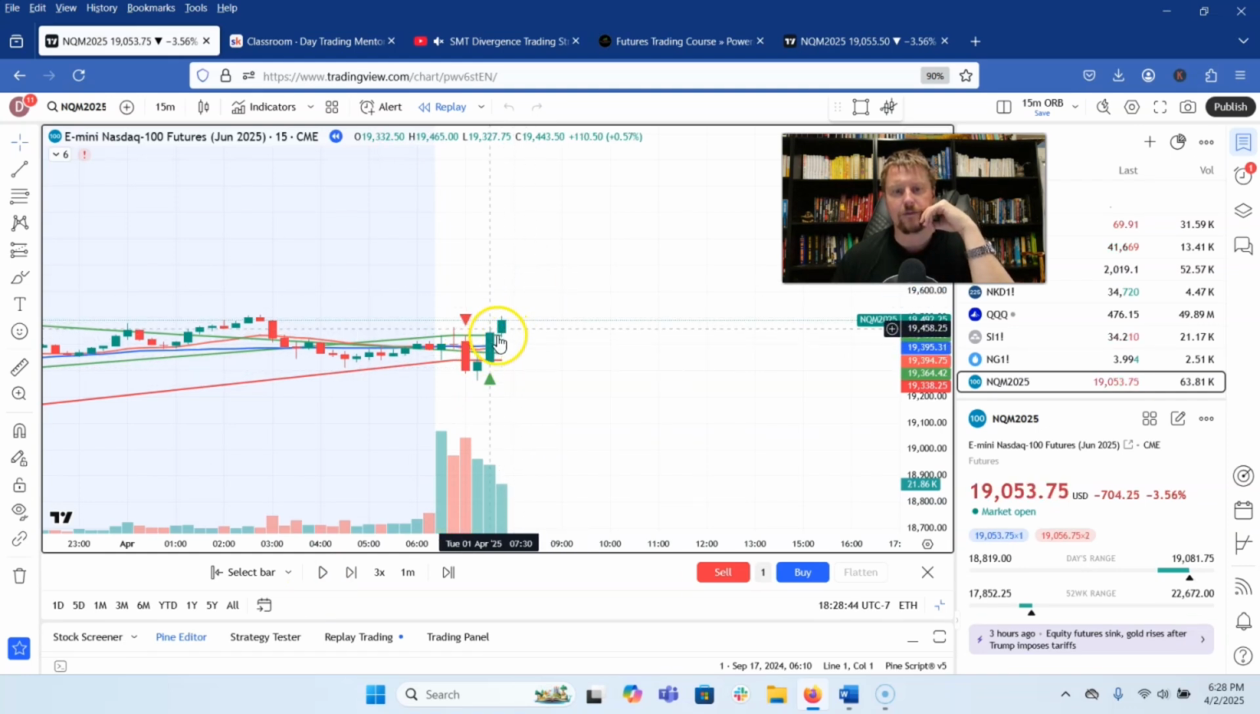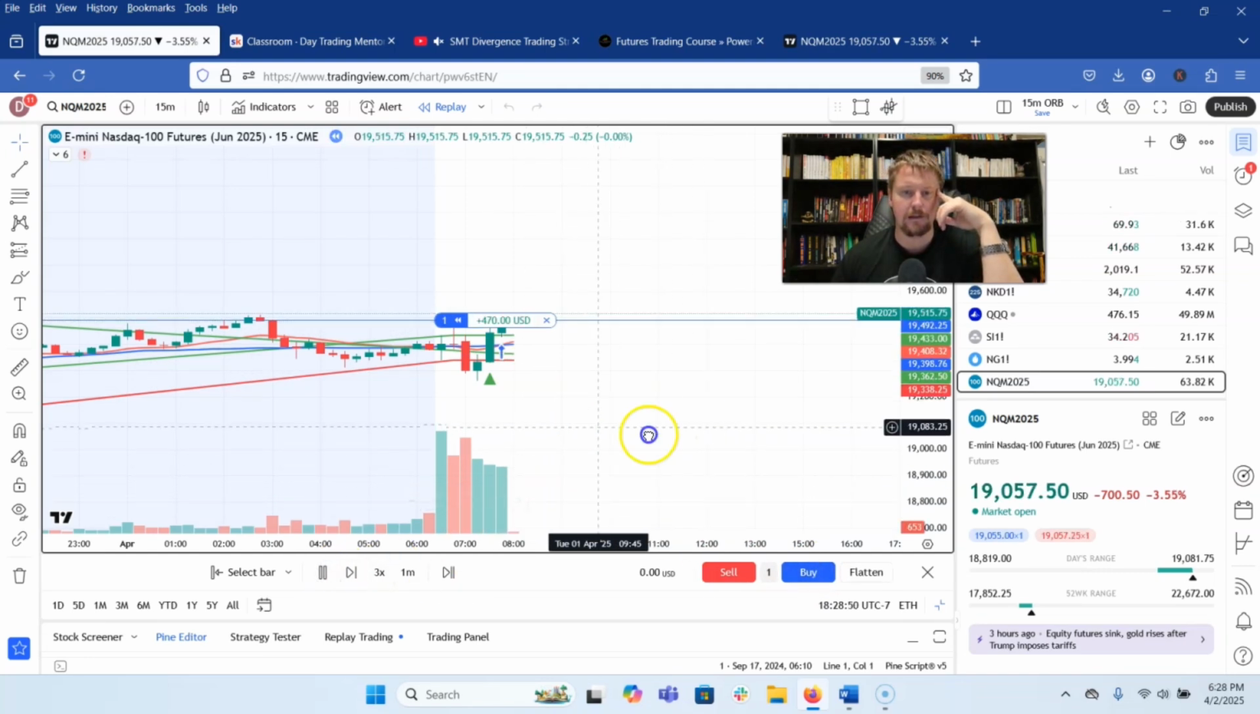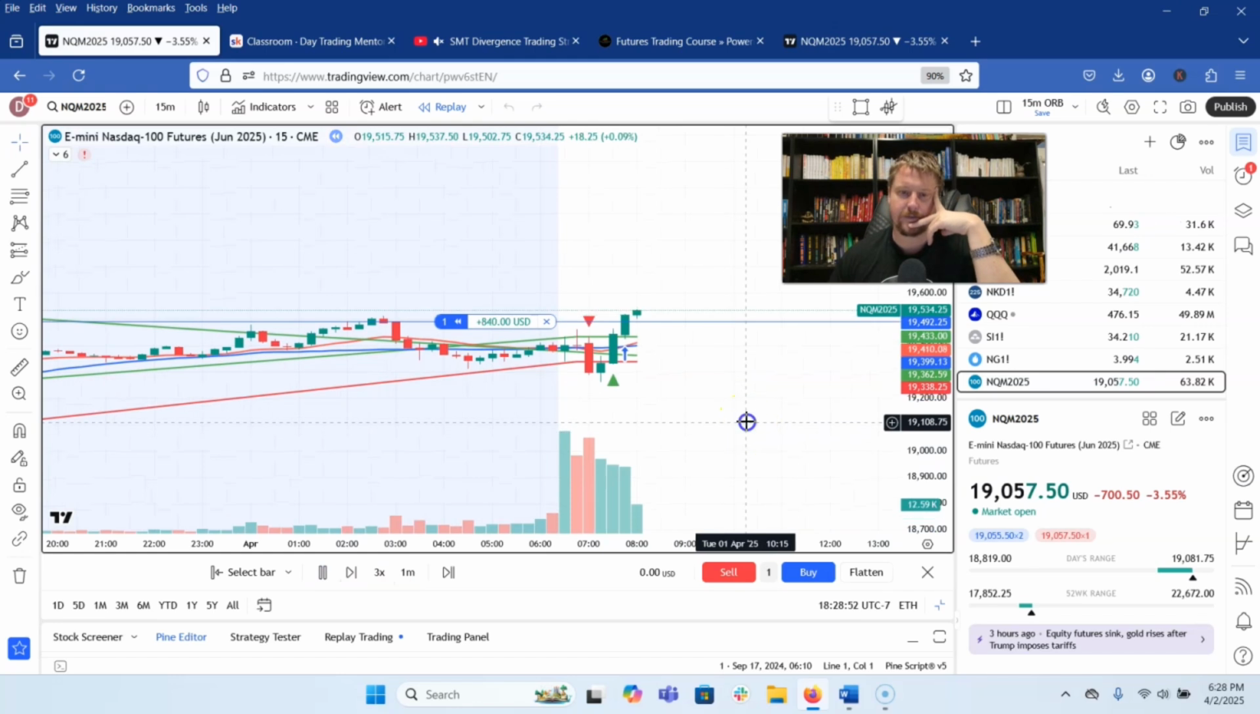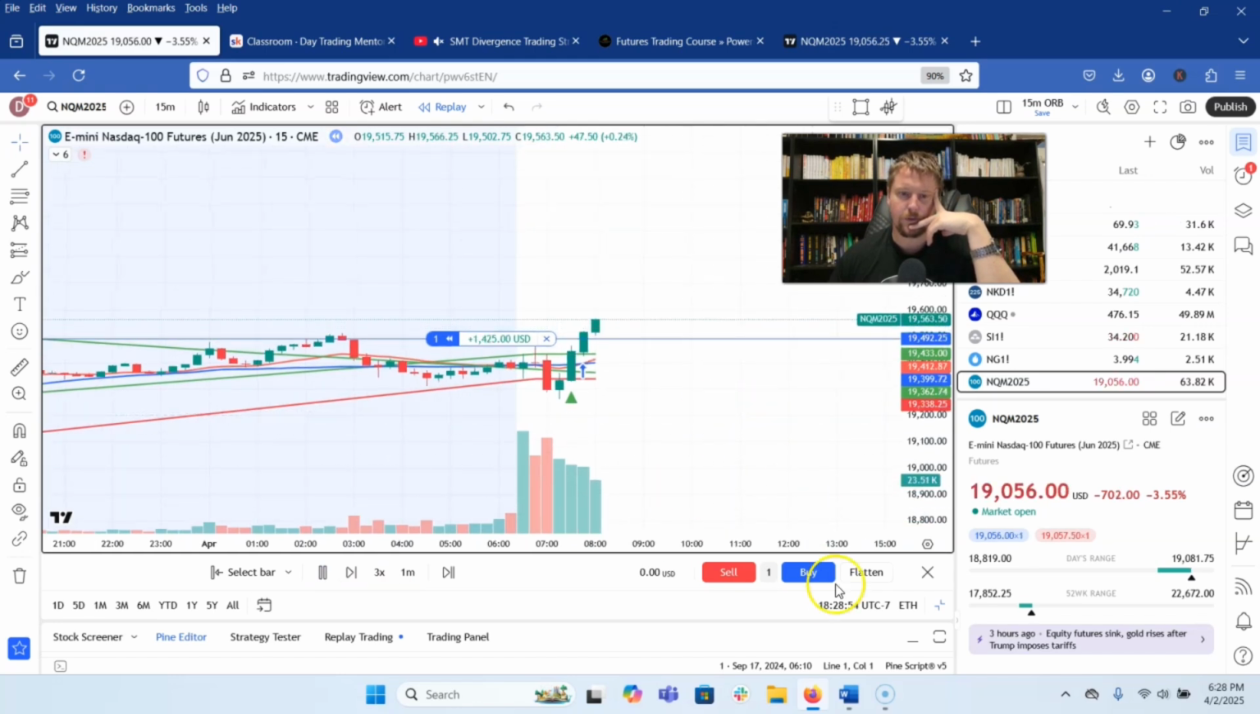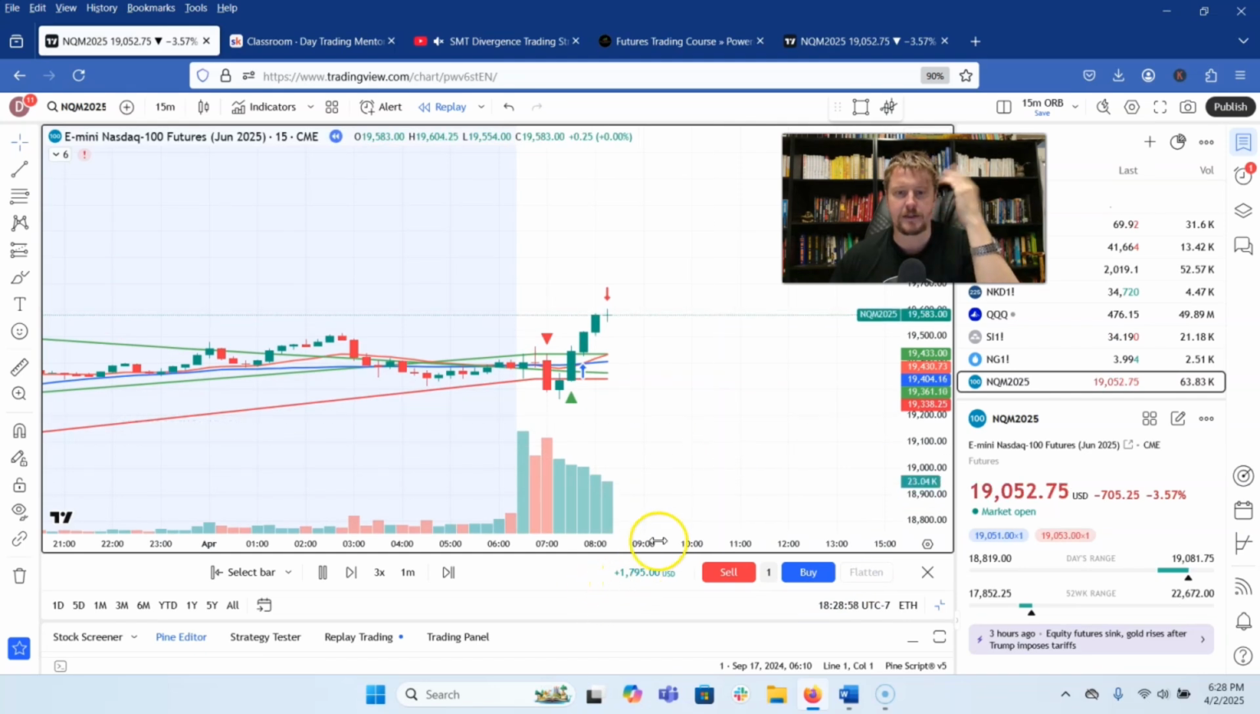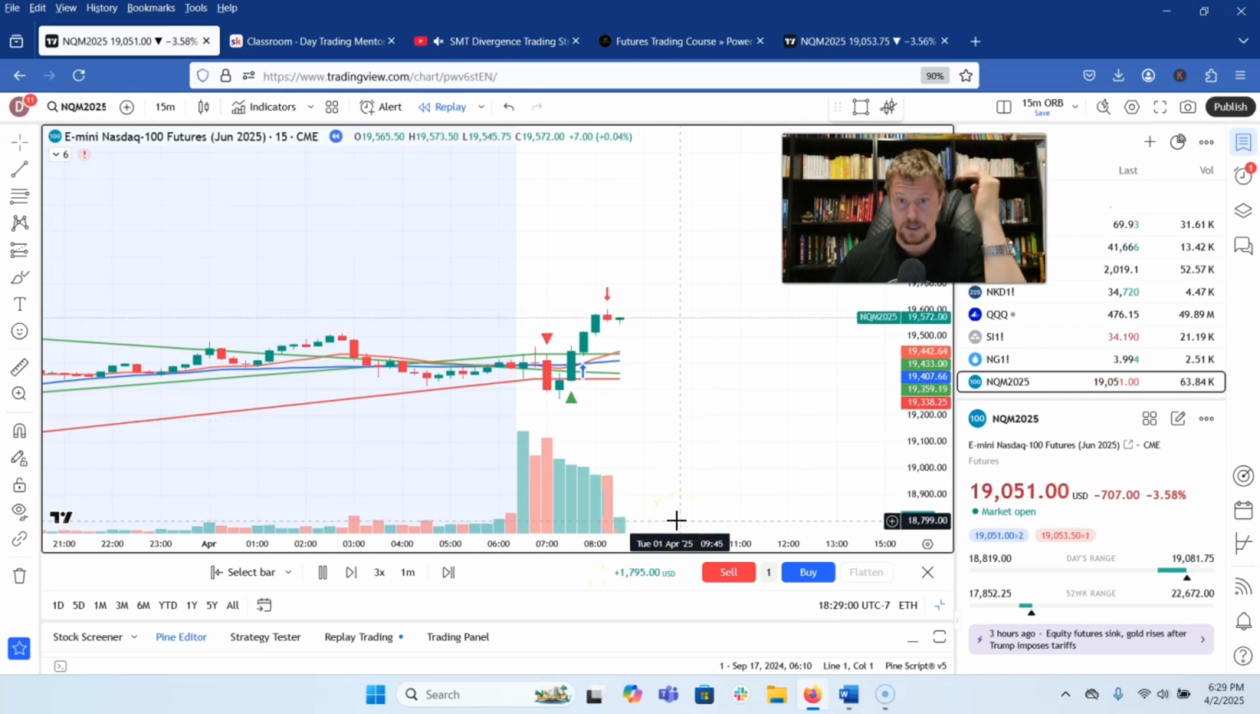And now we have broken above this one, so this would be where we would buy. Right, so we'll buy a little contract there. We'll let it run. Boom, boom. $1,000, $2,000. Probably call it good right there. Right, $1,700 day. One contract.